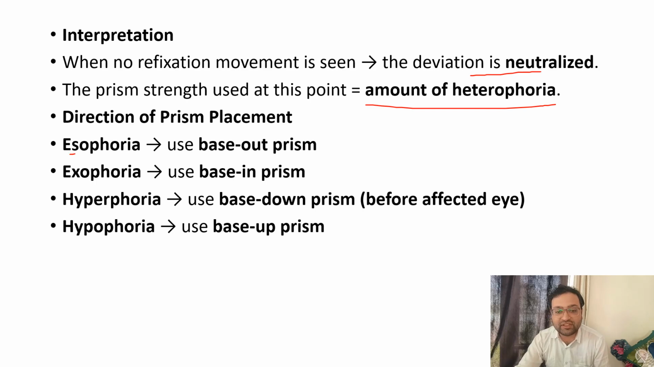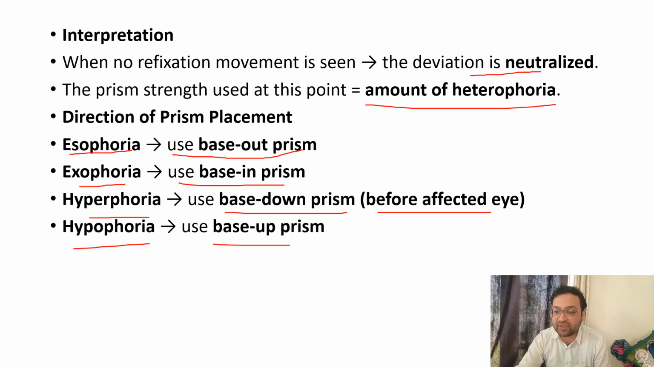So if there is esophoria, then this is a base out prism. This means the apex should be inside and the base should be outside. In case of exophoria, we will use a base in prism. In hyperphoria, we use a base down prism before the affected eye, and in hypophoria, we use a base up prism.